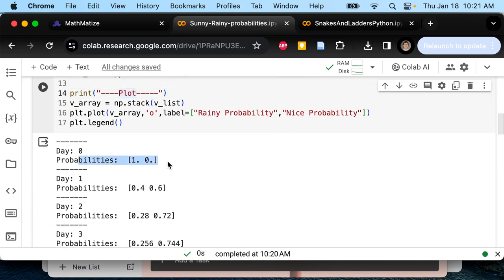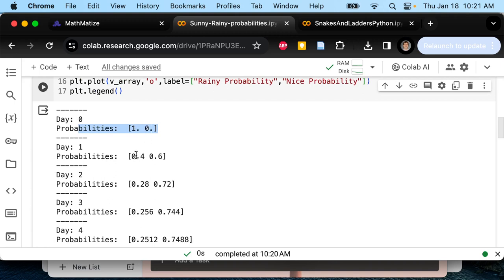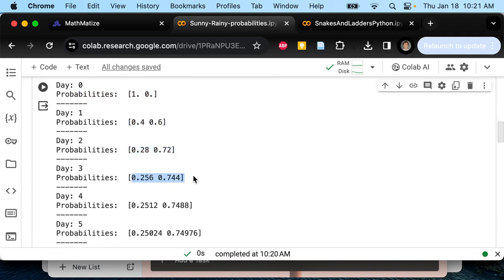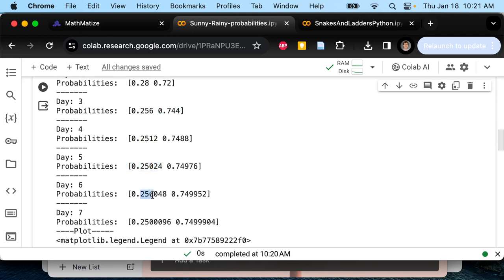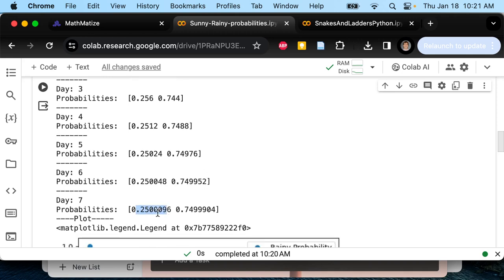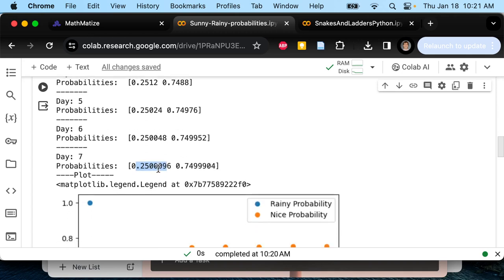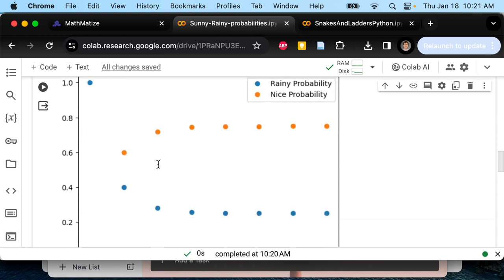On the zeroth day, 100% and 0, then 40, 60, then 28, 72, 0.256, 0.744. These are all, again, if you multiply by the right power of 5, these will become nice integers, but as numbers, you can kind of see what they're doing. 0.256, 0.2512, 0.25024, 0.25048, 0.250096. This number is getting closer and closer to 0.25, and you can see what's happening in a little plot over here.